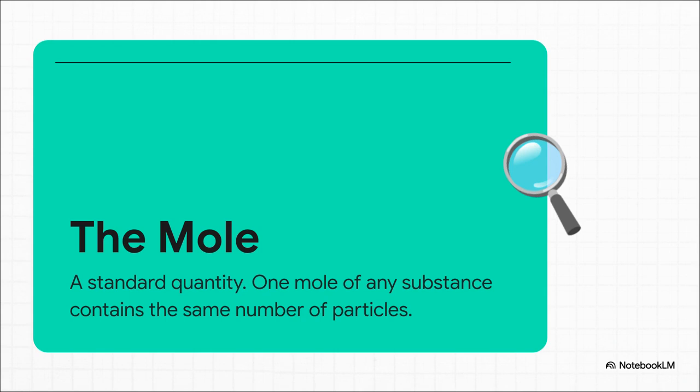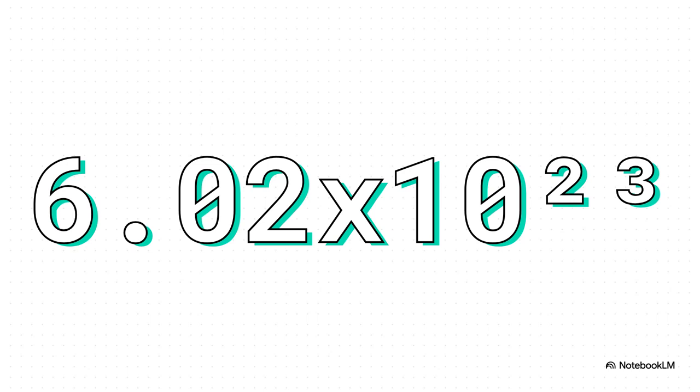And here is the absolute key. A mole is just a specific amount of stuff. That's it. It's the chemist's dozen. So a mole of iron atoms has the exact same number of particles as a mole of water molecules. It's our standard quantity. So how big is the chemist's dozen?